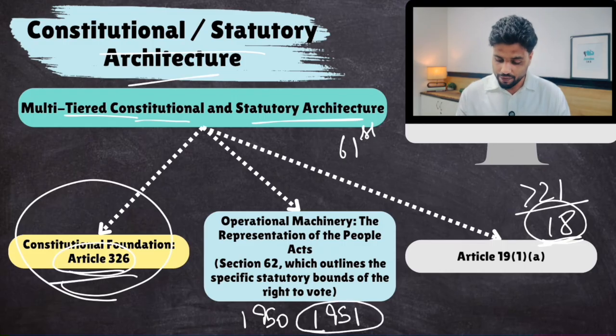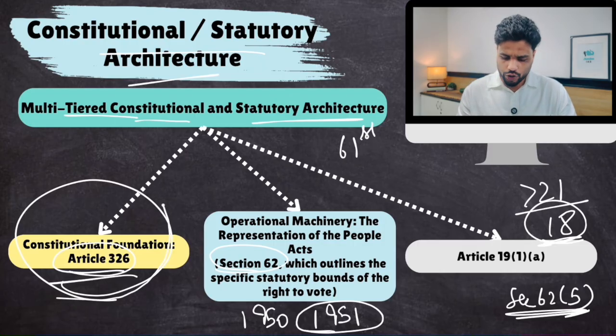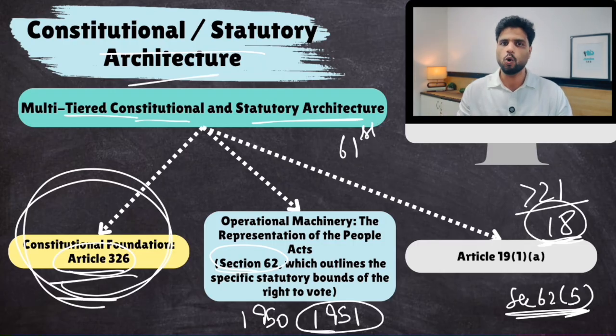In fact, the 1951 law has a particular section, Section 62, which talks about voter qualifications. For example, Section 62, Clause 5 states that anyone residing in a prison or serving a prison sentence loses their right to vote unless they are released from prison. So basically, the foundation or the root comes from the Constitution of India, but the workings of the right to vote are through these statutes.